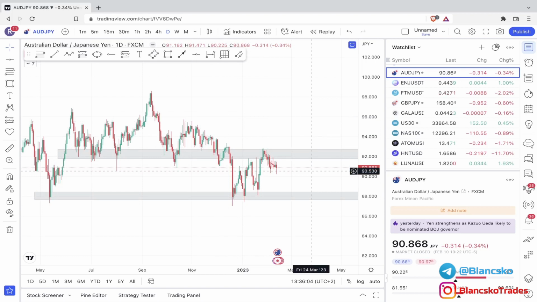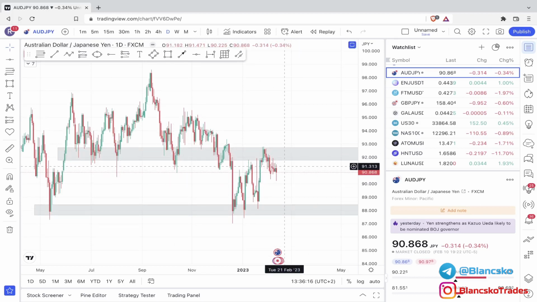You can see that this is a very valid support, rejected once, twice, 3 times, 4 times, and this was a valid support that then became a resistance. You can literally see price recently went right into it at the end of January and rejected from it.